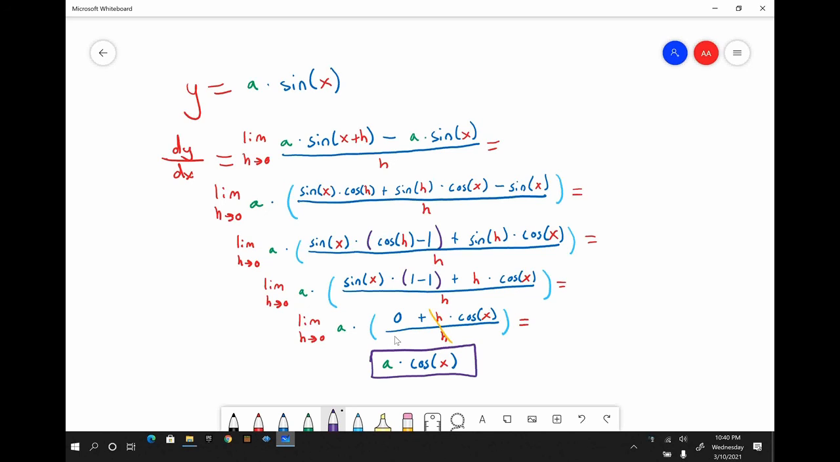I hope you enjoyed going through this proof. It took a while, but hopefully it was helpful and that you now understand where this derivative actually comes from.